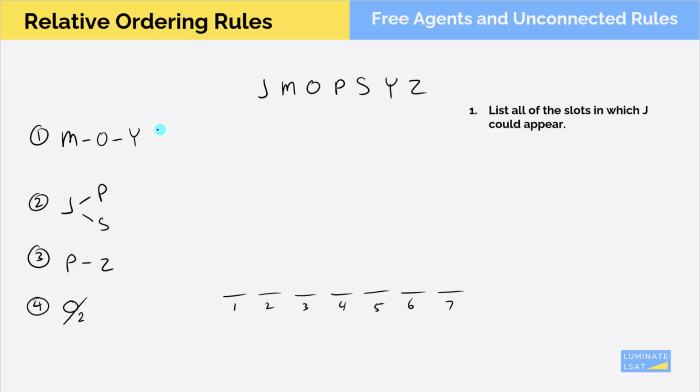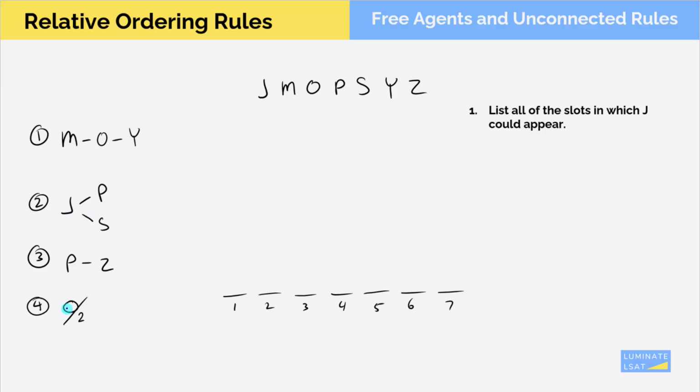So the first thing I'll do after having diagrammed these rules is try to connect any rules that I can connect. I can see the J is before P and S, and that means the J is going to be before P and Z. I can see that the P before Z could be attached over here, but the M-O-Y is not going to be attached to rules 2 or 3.